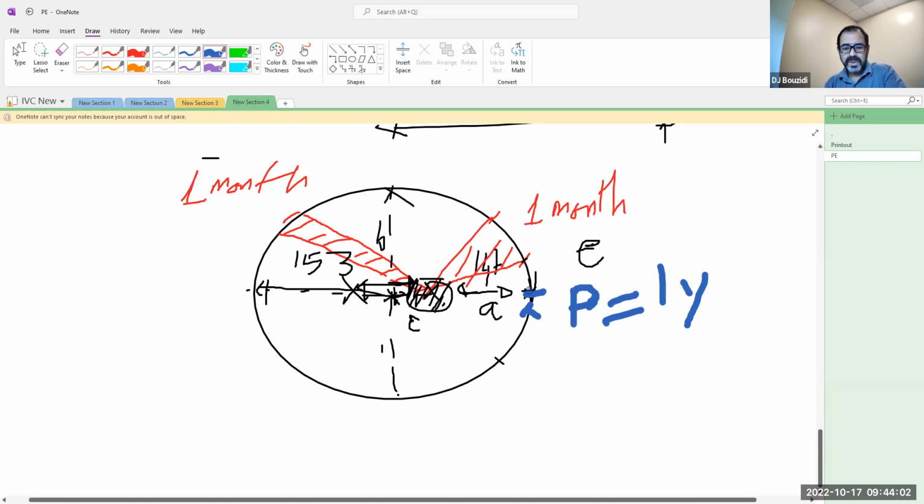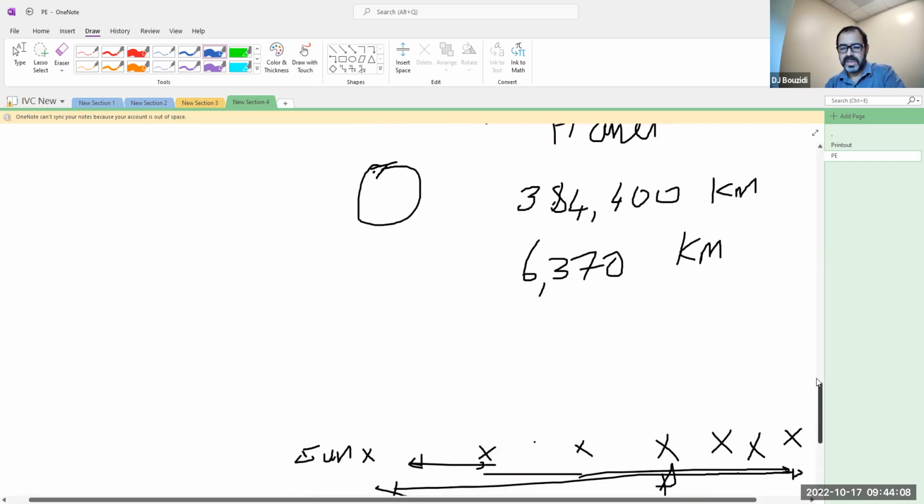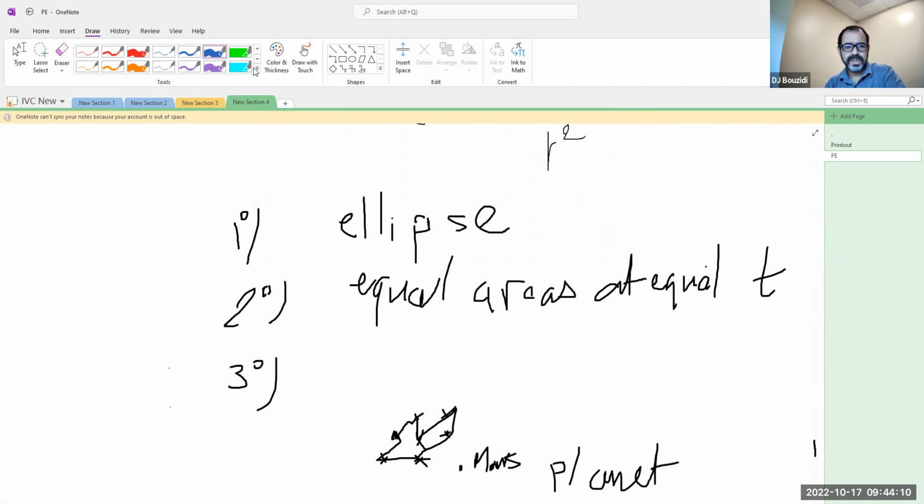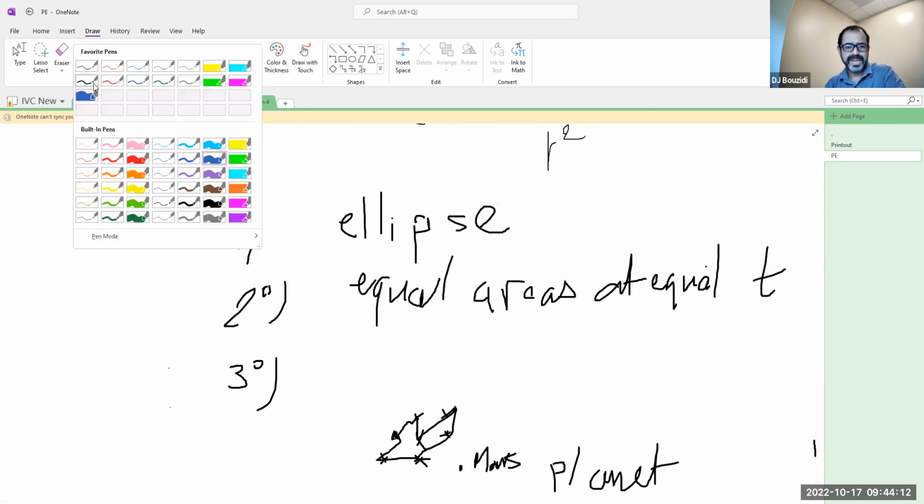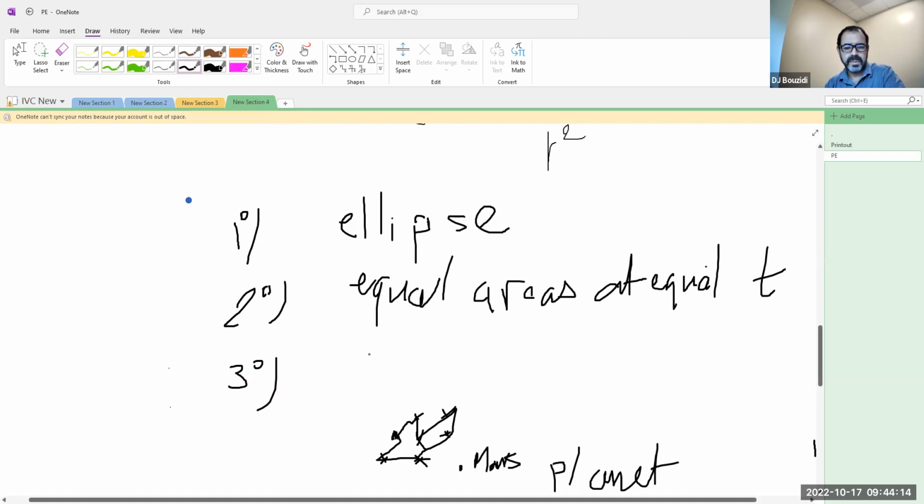So this is that. And then remember this A, which is half that distance. The third law basically says that P squared is equal to A cubed, provided P is in years. P squared is equal to A cubed. So those are the three laws of Kepler. P is in years. Like for the case of the Earth, it's 1.